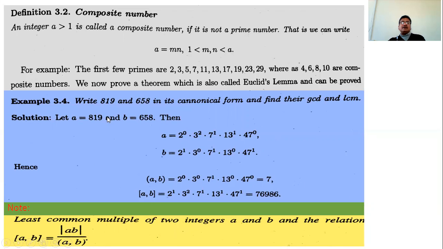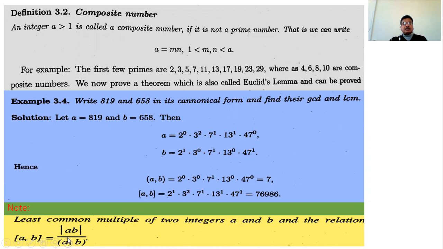Next is the example: write these two numbers in canonical form and find their GCD and LCM. LCM means least common multiple. So what is the formula to find the least common multiple? Either find the greatest common divisor of these two numbers and use this formula. Round bracket (A, B) means greatest common divisor of A and B, and the square bracket [A, B] means the least common multiple, LCM. This is the notation for LCM.